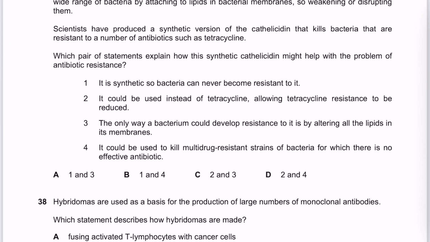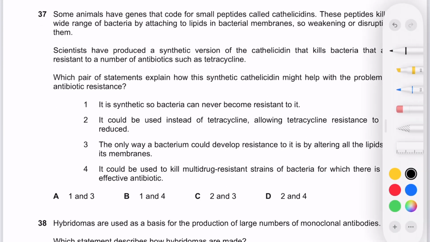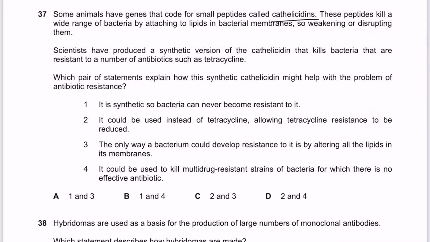So, question 37. Some animals have genes that code for small peptides called cathelicidins. And these peptides kill a wide range of bacteria by attaching to lipids in the bacterial membrane, so we can disrupt them. So I suppose these are some chemicals with bactericidal effects, or we can say they're antibiotics.